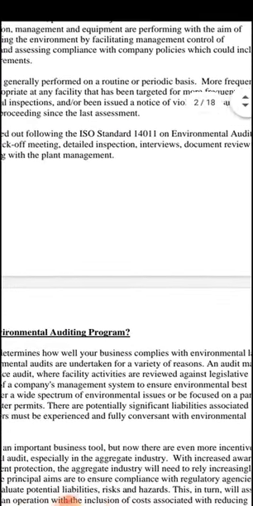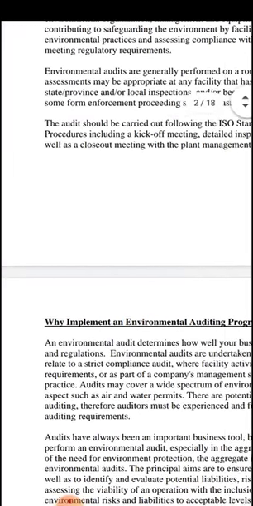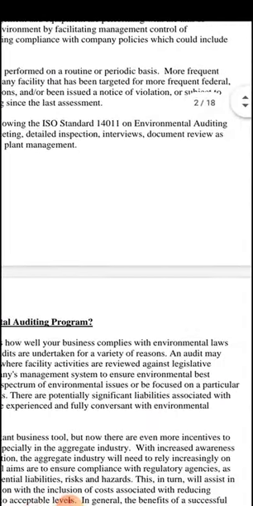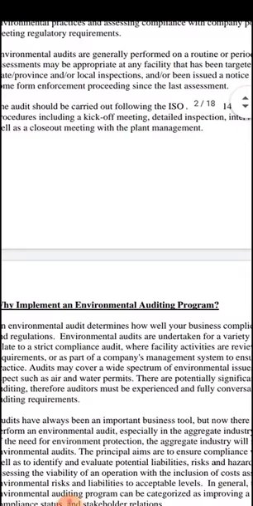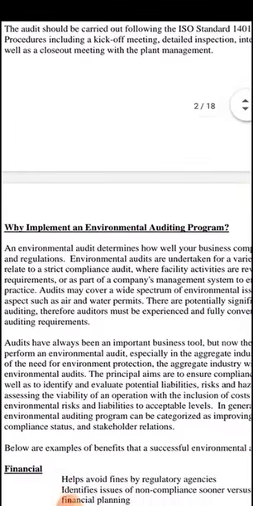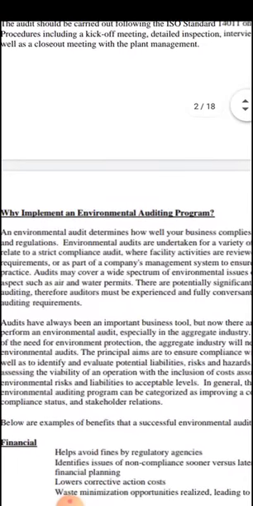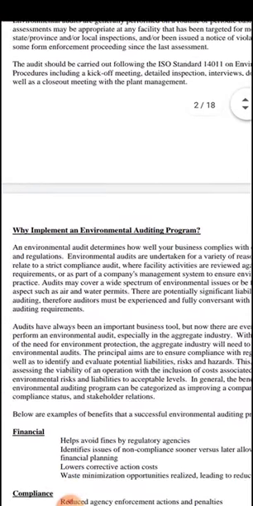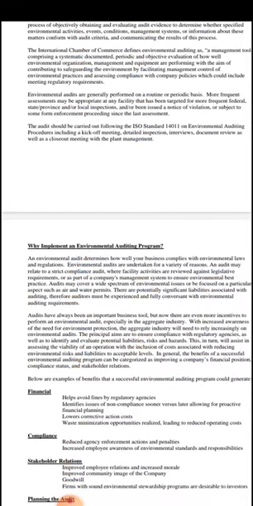Then there are detailed inspections, interviews, document reviews, as well as close-out meetings with the plant management. So what is the purpose of implementing an environmental audit program?